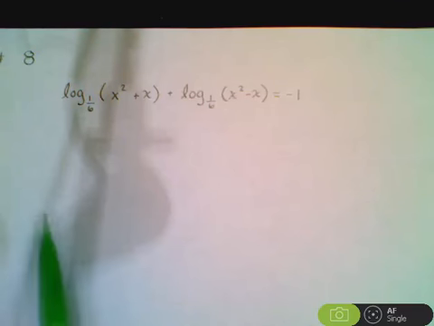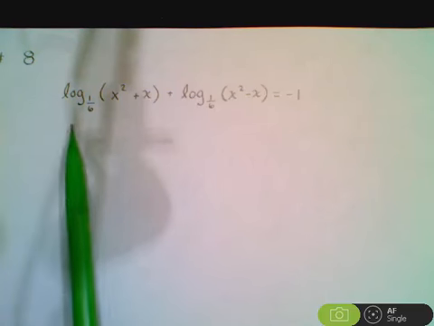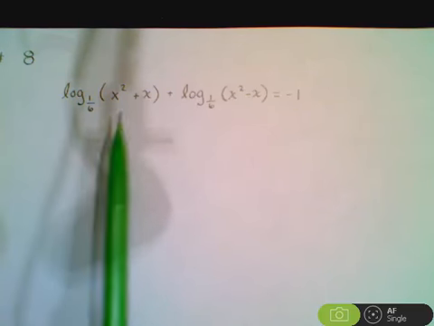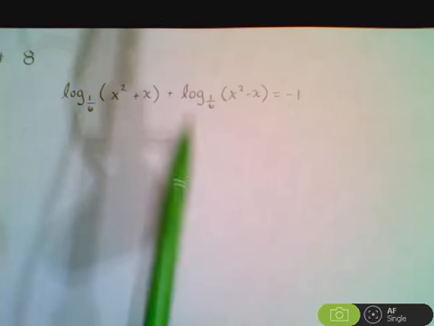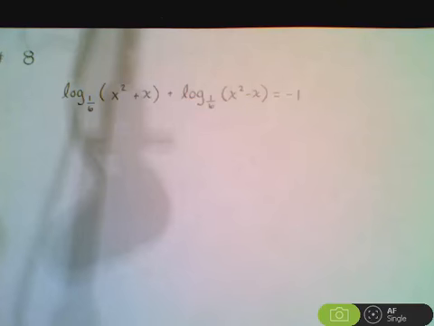Alright, this is number 8 from the logarithms review. So, right now we have log base 1/6 of x squared plus x plus the log base 1/6 of x squared minus x equals -1.